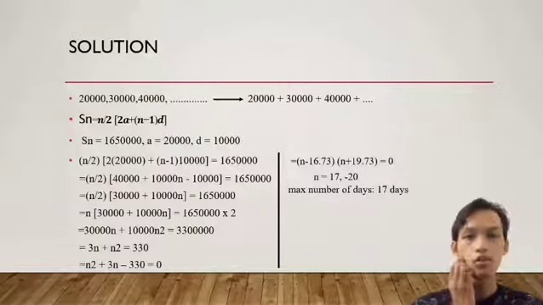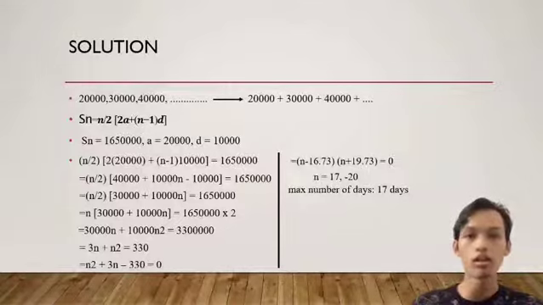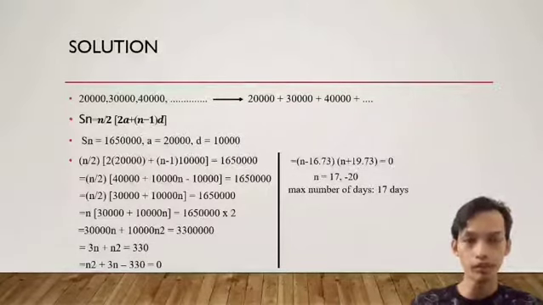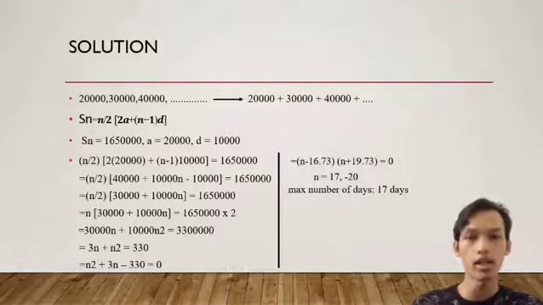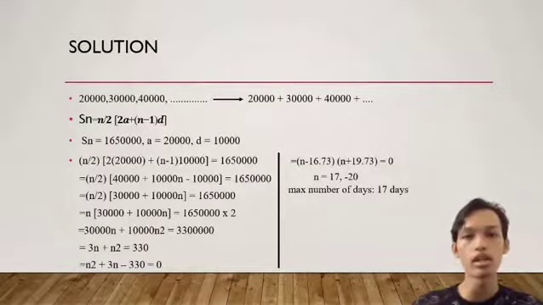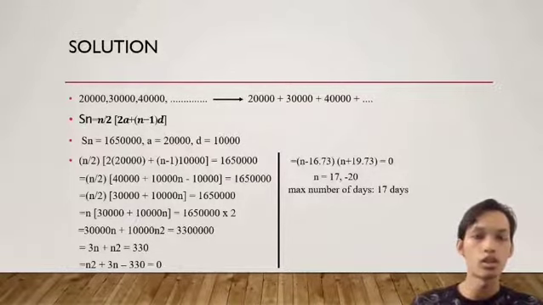While on the left side, we will have to times the 30,000 plus 10,000 n with the n, and we will get 30,000 n plus 10,000 n squared. We can simplify the equation and get 3n plus n squared equals 330. The 330 will be moved to the left side, and we will get n squared plus 3n minus 330 equals 0.